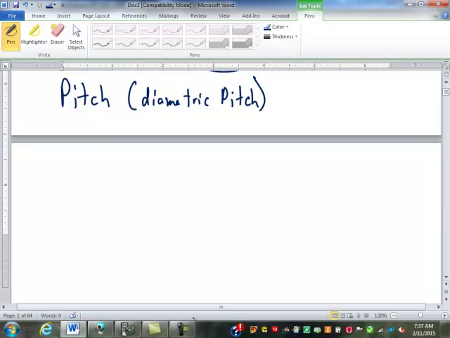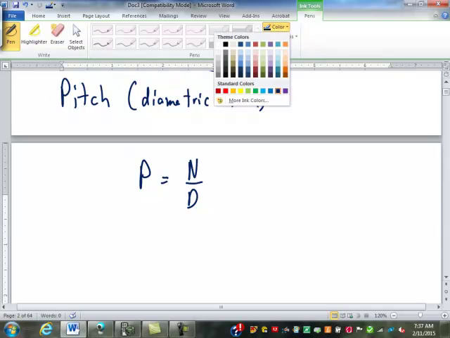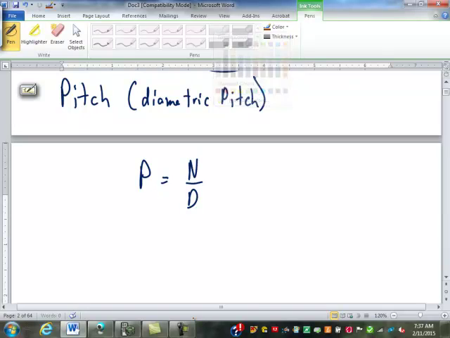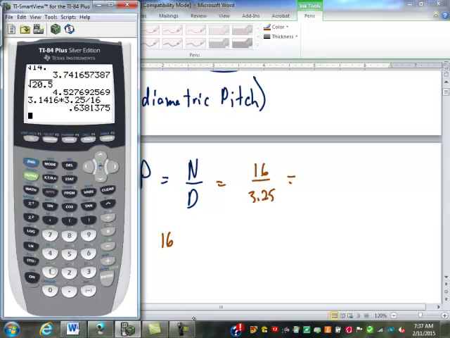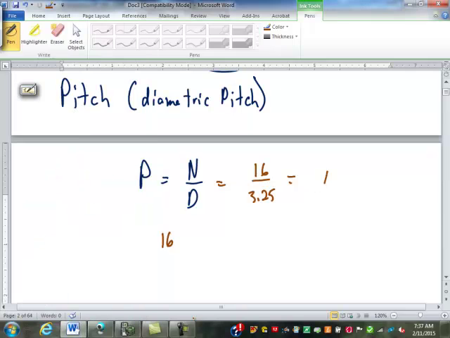So our diametric pitch, P, is defined as just the number of teeth divided by the diameter. Now that seems backwards. It seems like it should be diameter divided by the number of teeth, but that's just the way they calculate it. So instead of giving inches between teeth, it's giving us teeth per inch. So let's say that we have that 16-tooth gear again with the 3.25 inch diameter. That is giving us 4.92 teeth per inch. That's what that's telling us.